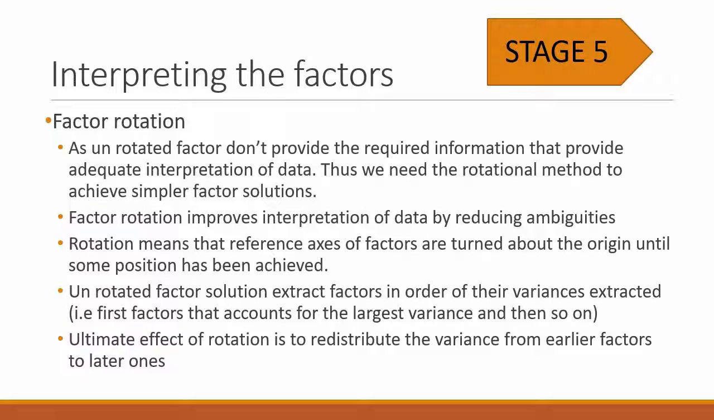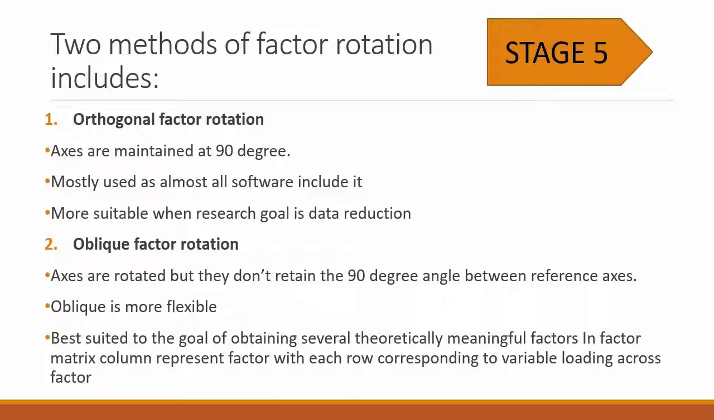Number 2 is factor rotation. As unrotated factors don't provide the required information for adequate interpretation of data, we need a rotational method to achieve simpler factor solutions. The ultimate effect of rotation is to redistribute the variance from earlier factors to later ones. There are two methods of factor rotation. First is orthogonal factor rotation, and second is oblique factor rotation.